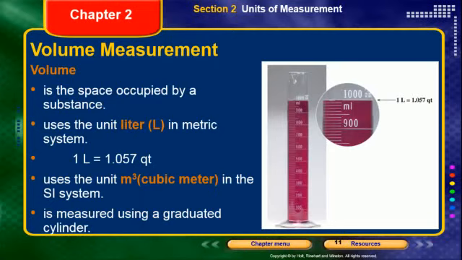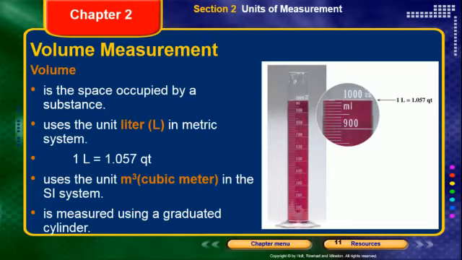Let's talk about volume. Volume is the space occupied by a substance. It has nothing to do with its mass or how heavy it is. It's basically how much space it takes up. Volume uses the unit liter in the metric system. Something that we use in the United States very commonly is the quart. One liter is very close to a quart. It's not exactly the same. A quart is just a little bit less. You need a little bit more than one full quart to be one liter. In the SI system, they use the cubic meter.